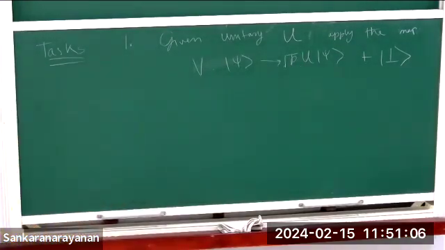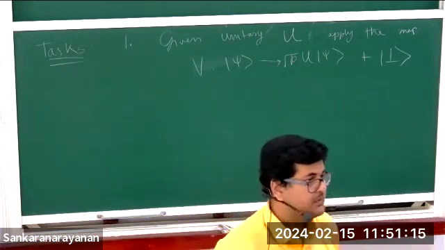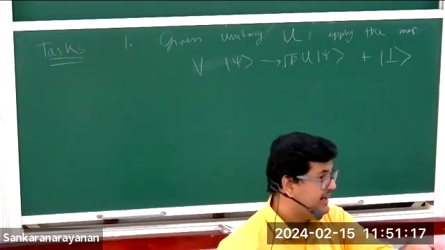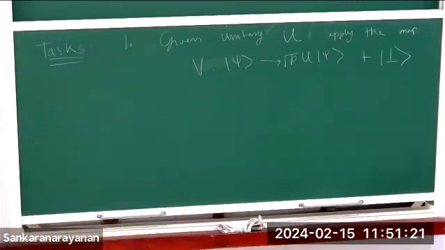Is everyone clear on the question? Let's say I want a unitary that does the Hadamard transform, right? But I want the Hadamard transform to take place with some probability. I don't want the map to be implemented directly. This is task number one.